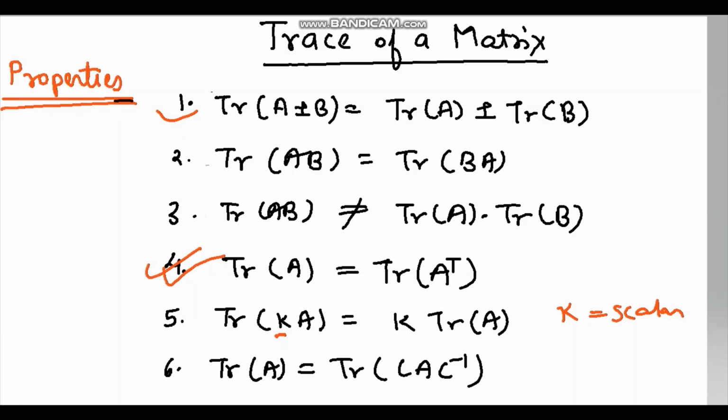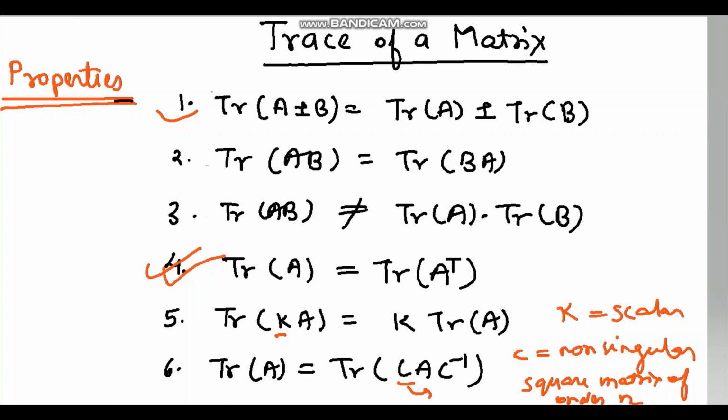Trace of A is equal to trace of C A C inverse. What is C here? C is a non-singular square matrix of order n. So this is enough for the trace of a matrix topic.